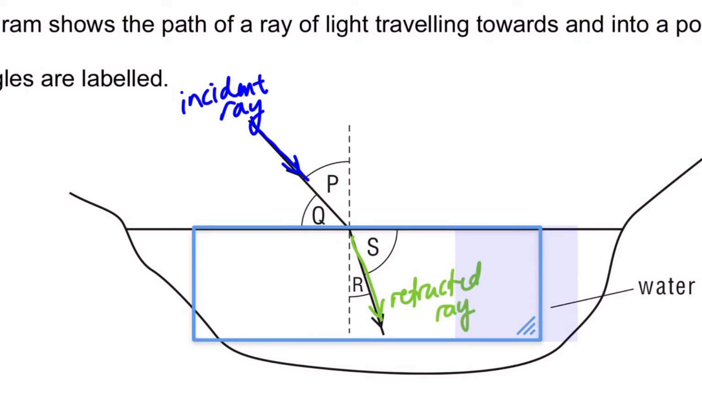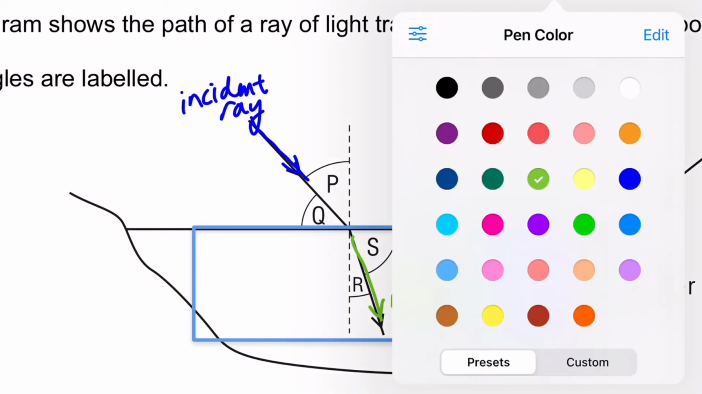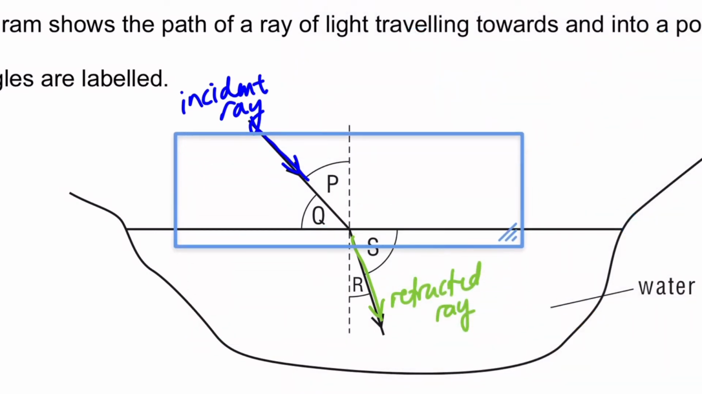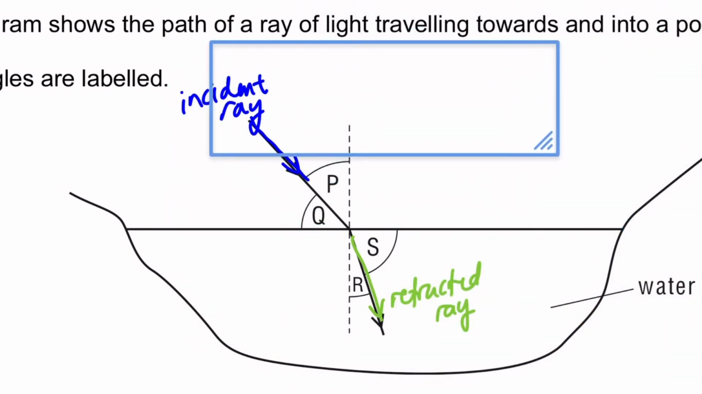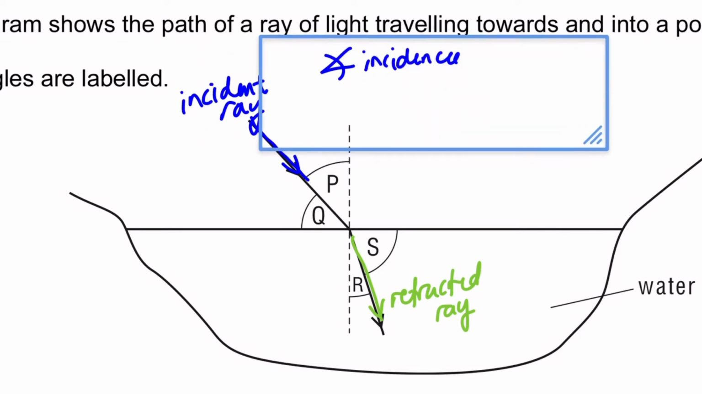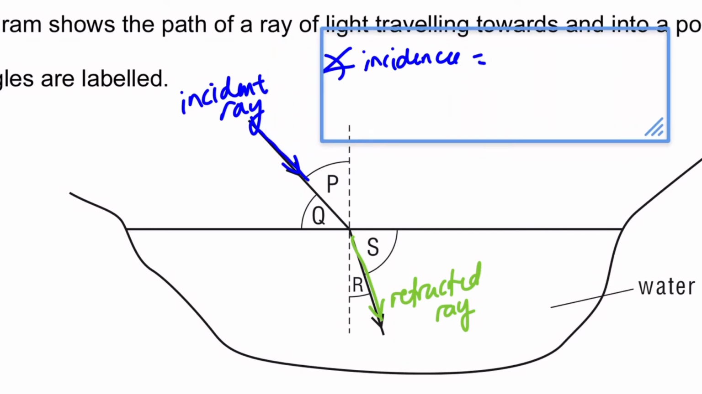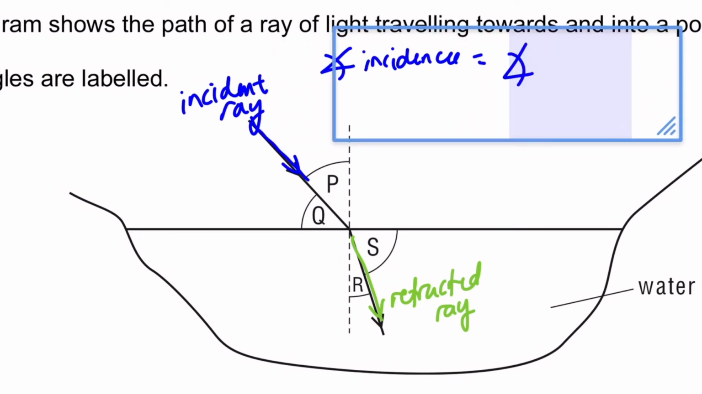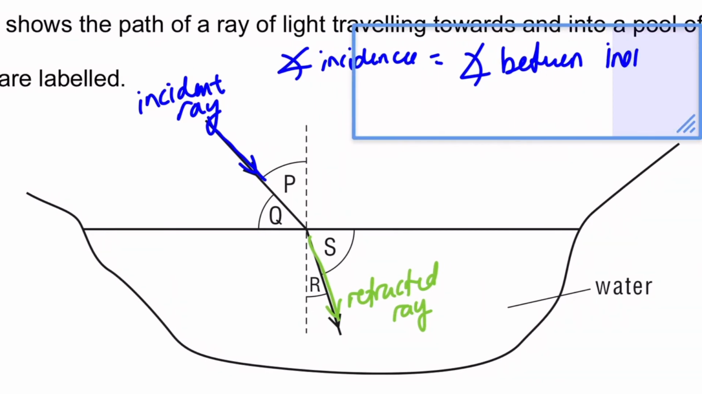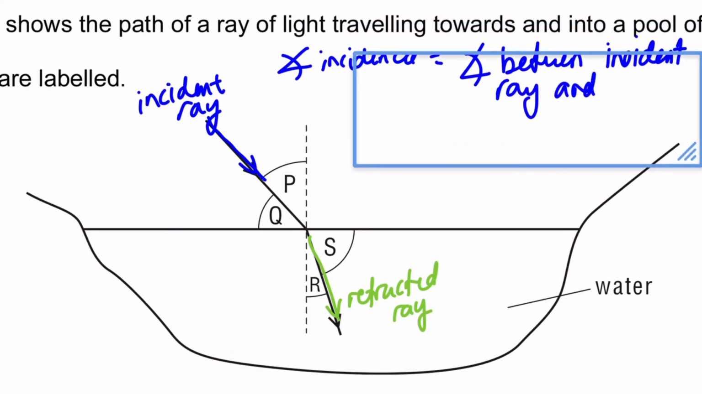Alright. Now let us move on to the angles. How do we see the angles here? Angle of incidence. Okay, hold on. Let me use a symbol here. Angle of incidence is denoted or defined as the angle between the incident ray and normal line.